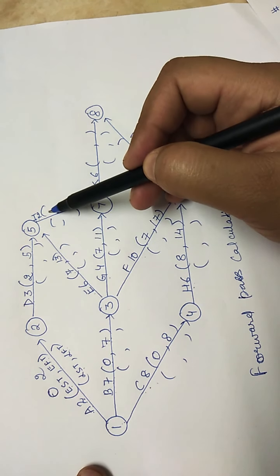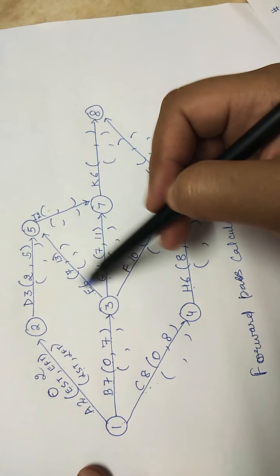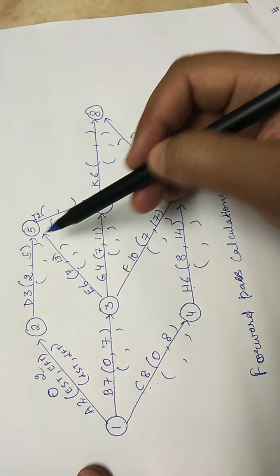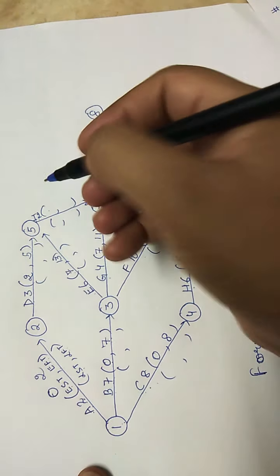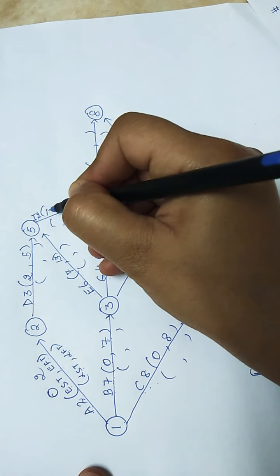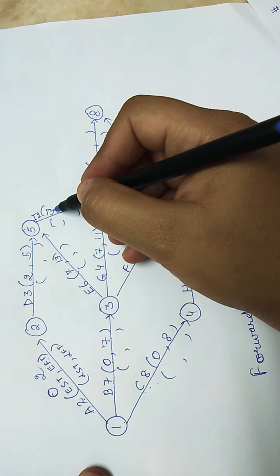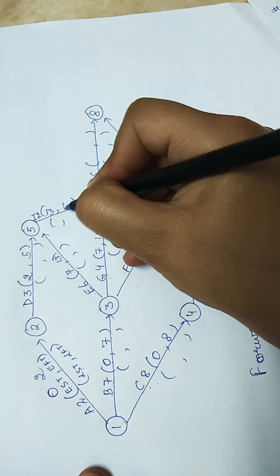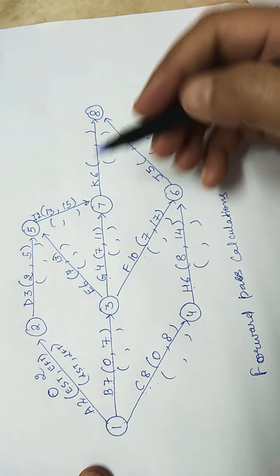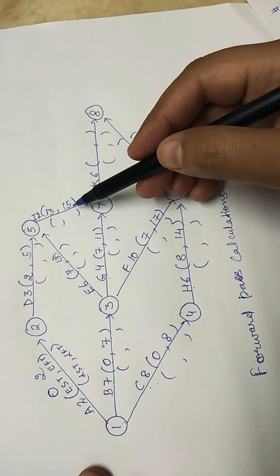So this activity can only start when both the activities are complete. So both the activities will be completed on which day? 13th day. So it will be starting on 13th and it will finish on 13 plus 2, that is 15. Earliest finish time will be 15.